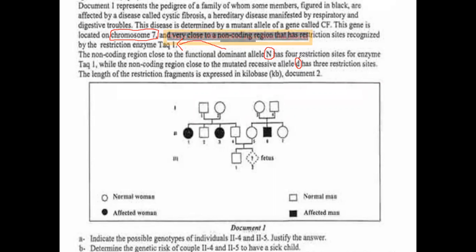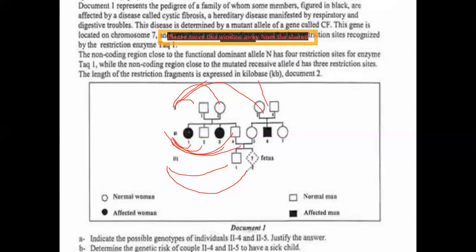Before we go to document 2, let's move to document 1. In document 1, they show the pedigree. Here we have family members 1-1, 1-2, 1-3, and 1-4. So these are the whole family members. Here we have 2-1, 2-2, 2-3, 2-4, 2-5, and so on. And 3-1 and 3-2, which is the fetus.